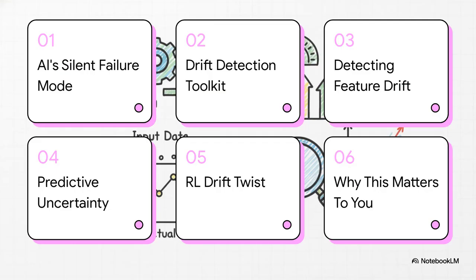So here's what we're going to cover. We'll start by digging a little deeper into this silent failure mode. Then we'll get practical with a drift detection toolkit. We'll walk through how to detect feature drift and how to monitor your model's predictive uncertainty. We'll even look at a cool twist in reinforcement learning. And finally, we'll wrap up with why all of this is so critical for you.